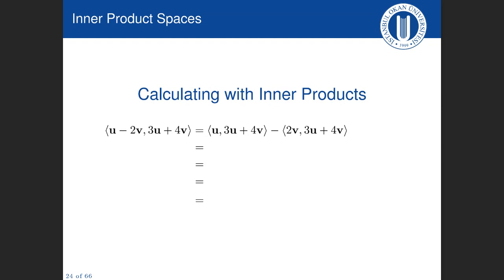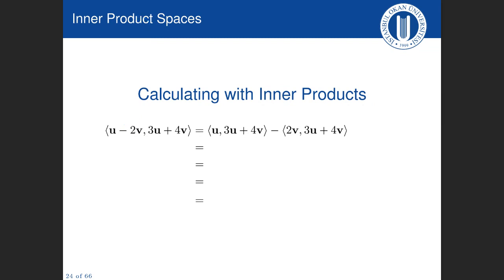Let me show you some of the things that we can do when we're playing with inner products. Let's suppose we're starting with something like this. The inner product of u minus 2v and 3u plus 4v. Well, remember, if we have a plus in the first position, and a minus sign is basically the same as plus here, we can cut it just here. We can cut this into 2. So we have an inner product of u and 3u plus 4v, minus the inner product of 2v and 3u plus 4v.